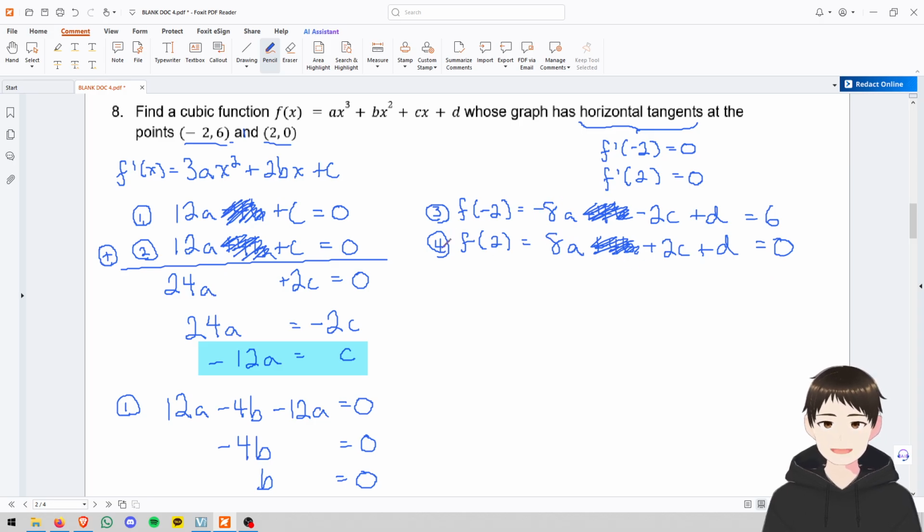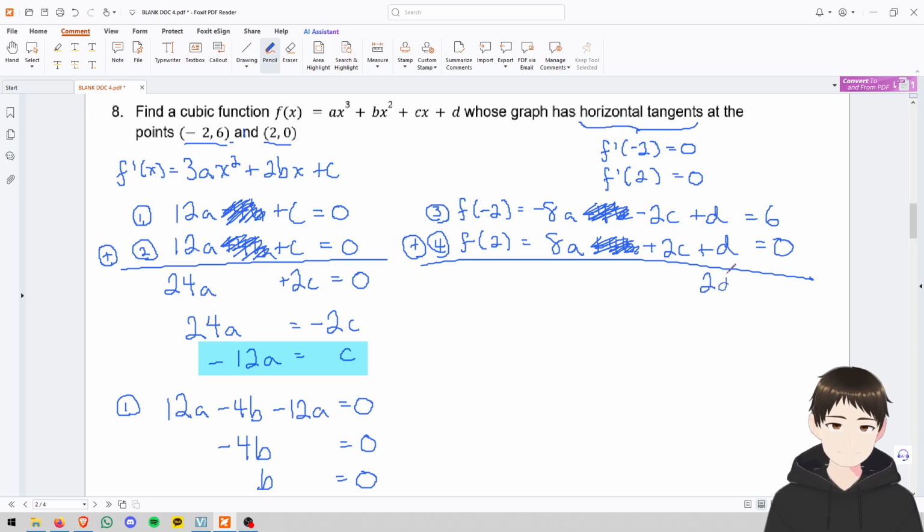Negative 8, positive 8. Perfect. I am going to jump the gun, and that's a 0. That's a 0. 2d equals 6. Oh my goodness. This question is just giving me gifts. d equals 3. I've got another one. Okay, so I've got that.